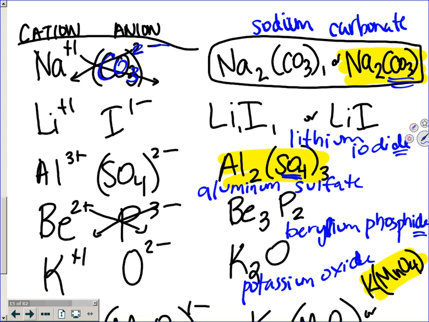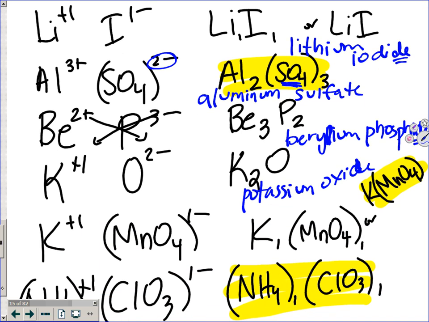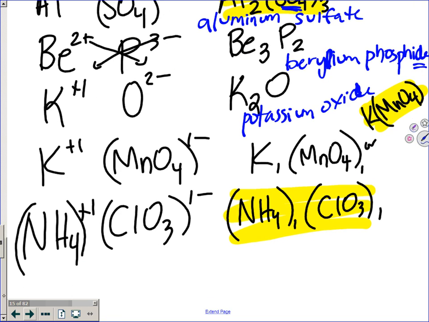Sulfate, same thing. SO4, 2 minus, right? But as I crisscross the charge away, it still is called sulfate. It's just you don't see the charge anymore. Next one. You're doing this one, right? Potassium permanganate. Good.